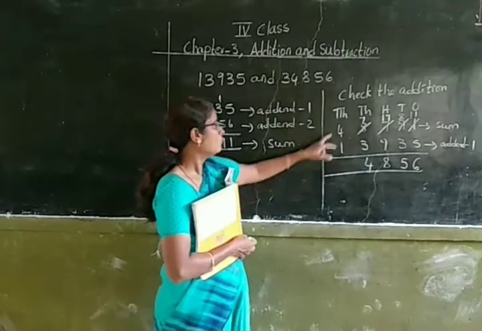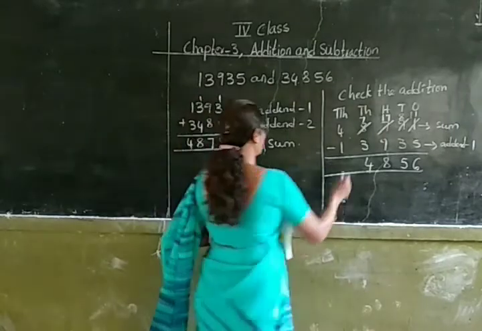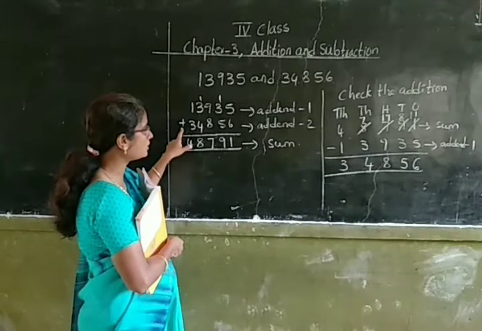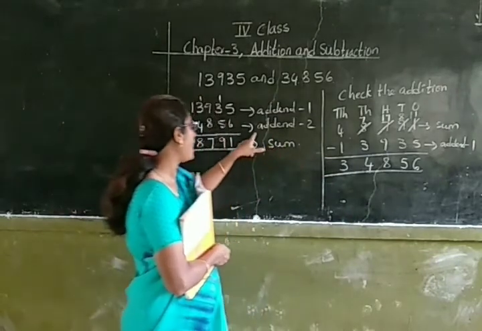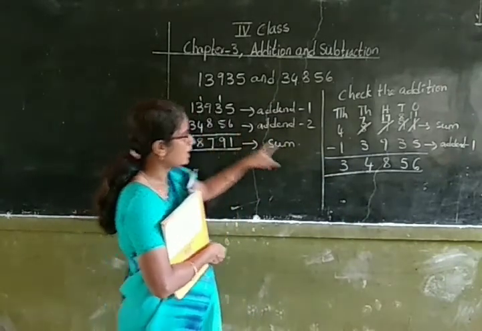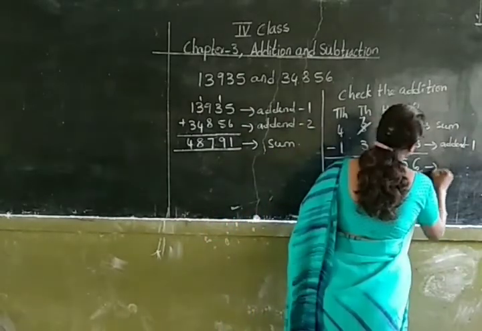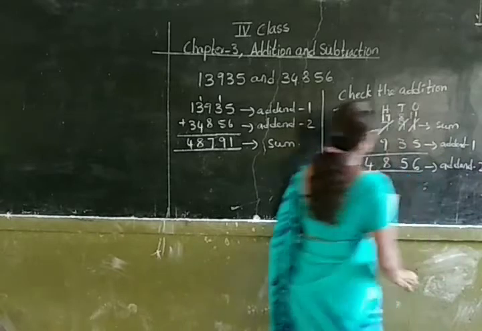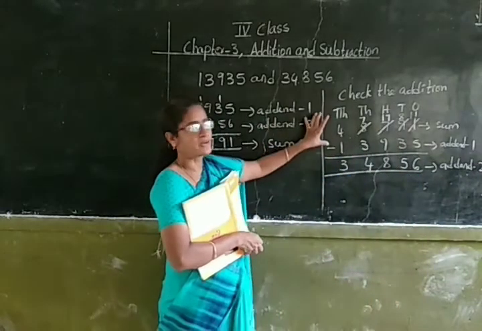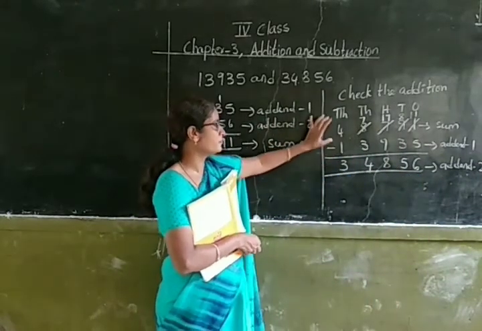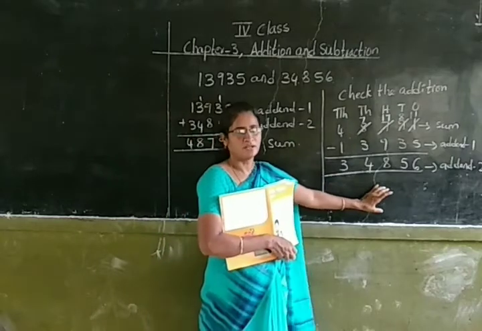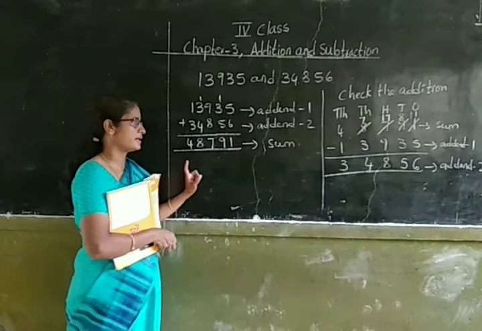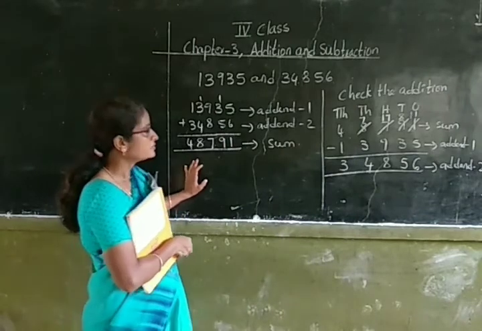Okay, children. 4 minus 1 is how much? 4 minus 1 is 3. See, children, what I got? Here I got the addend 2. Did you understand, children? If you subtract addend 1 from the sum, you will be getting the addend 2. If you got the addend 2 correctly, then your answer is correct. Your addition is correct.